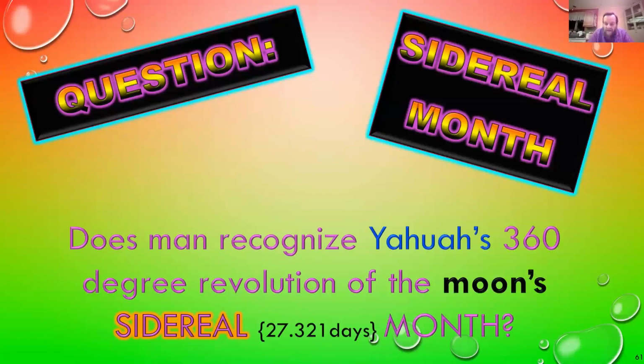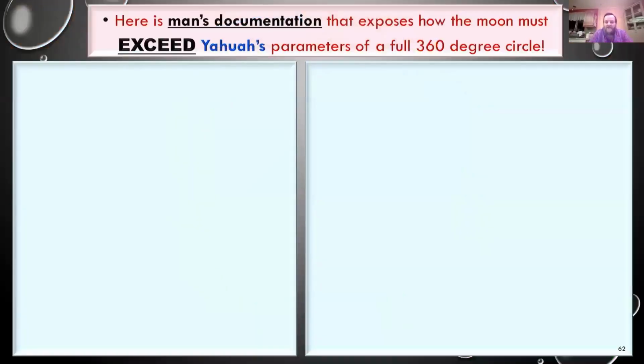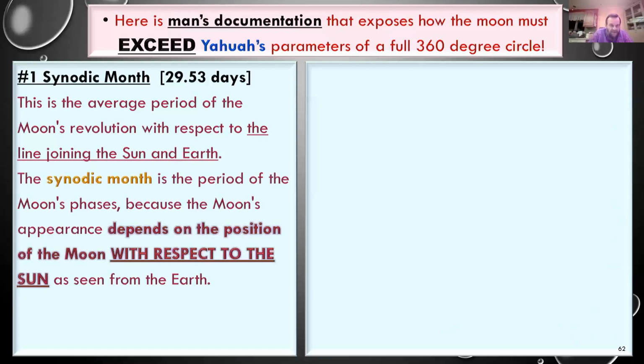Does man recognize this sidereal month? Does he recognize that it exists? Let's have a look. Here is man's documentation that exposes how the moon must exceed Yahuwah's parameters of a full 360-degree circle. Here is your synodic month. This is the lunar-based month on the Metonic cycle. This is what the Earth, the world, uses in their lunar calendar today, the luni-solar calendar.